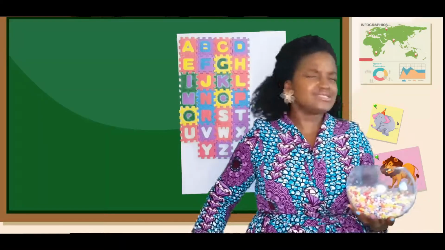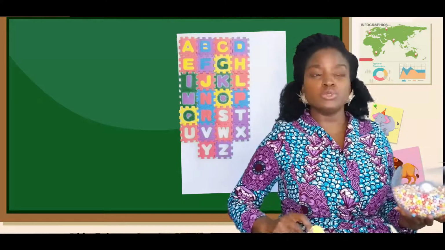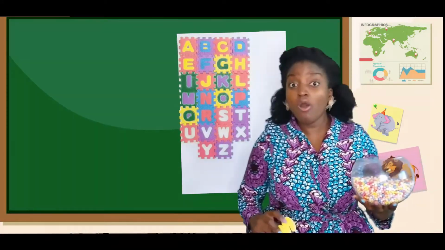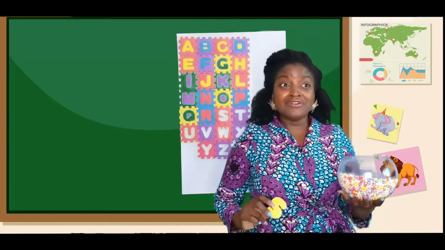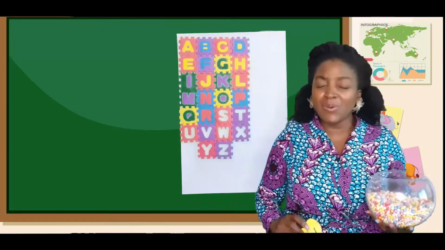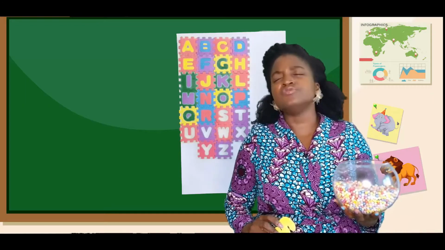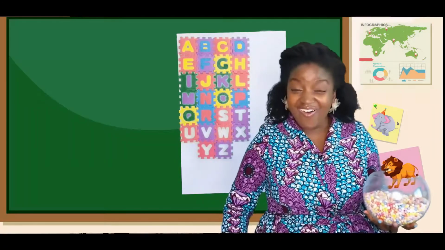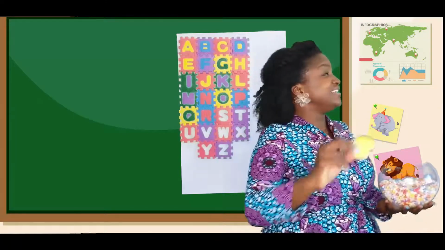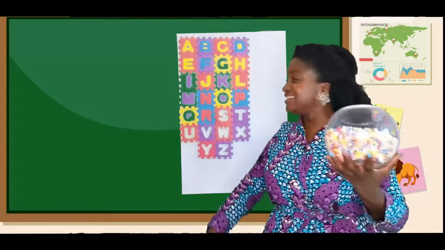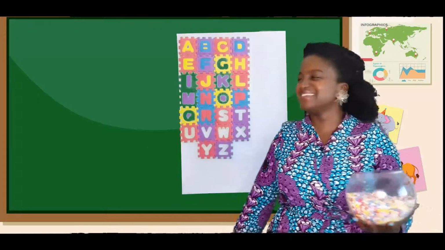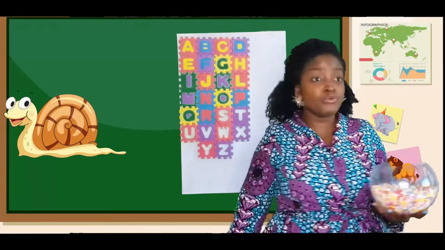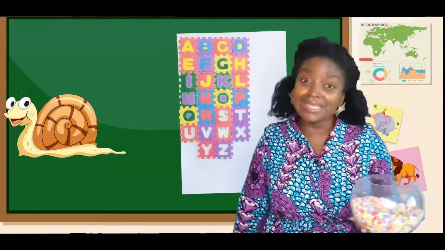Can you? Let's guess one. I'll give you a clue. It's an animal that's small and moves really slowly. And it has a shell. What could it be? It is a snail. A snail moves really slowly.